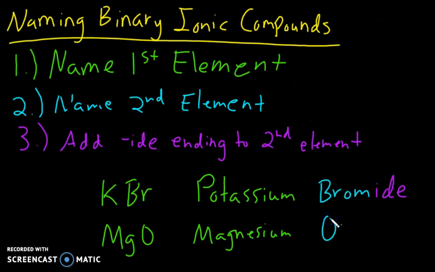So we start OX, and then we're going to drop the rest of oxygen to write in our suffix, adding that IDE ending. So instead of oxygen, it will become oxide. So our compound will be magnesium oxide. So that's all there is for naming binary ionic compounds.